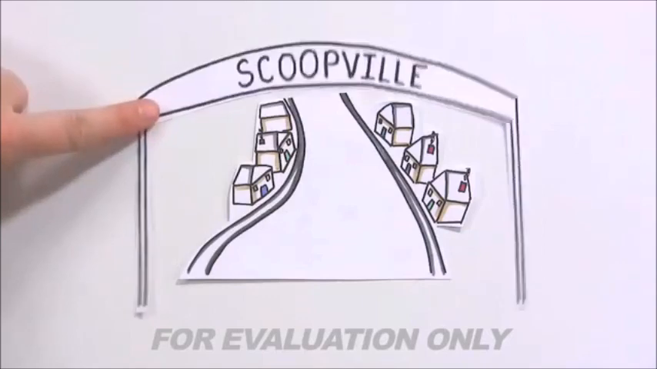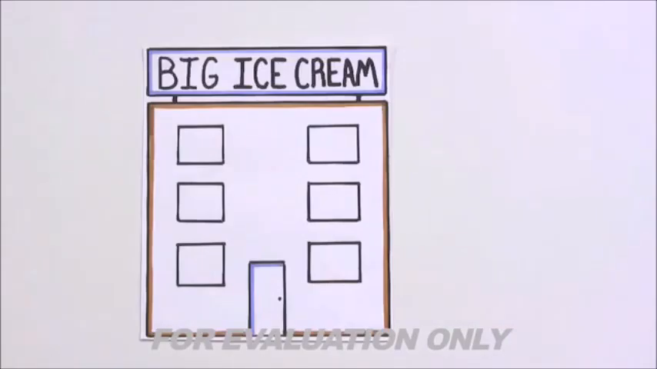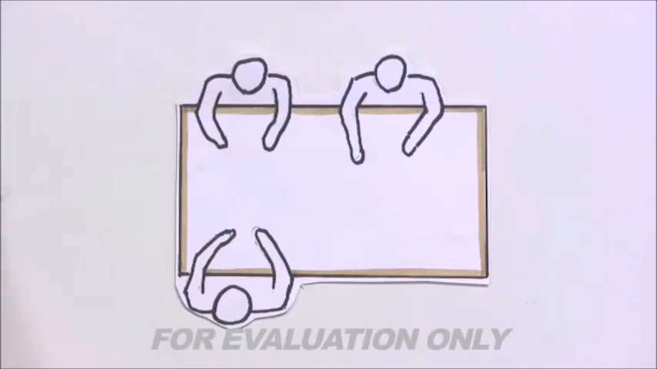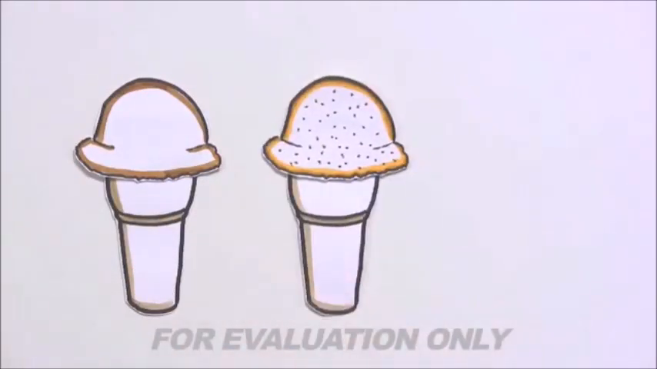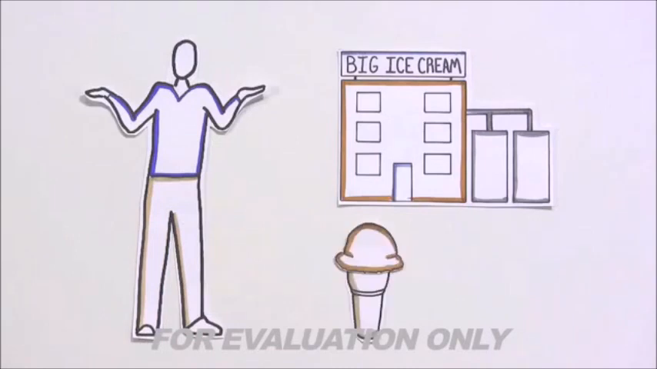Let's take a visit to Scoopville, a town that's famous for ice cream. For over 20 years, Big Ice Cream Company has been making high-quality ice cream with a big factory in town. A few years back, the company did focus groups and found out that they could maximize profits by offering 3 flavors: chocolate, vanilla, and strawberry. The residents of the town were content. They never thought it could be different.